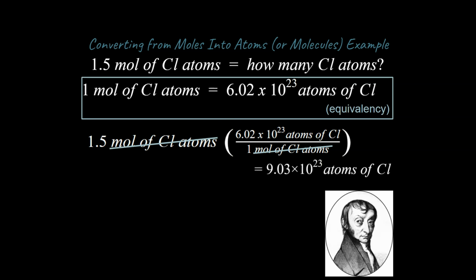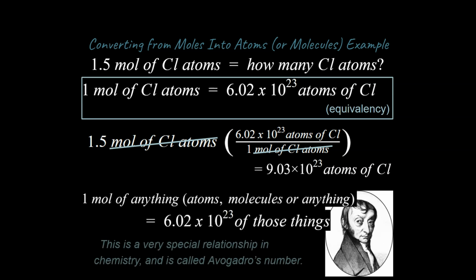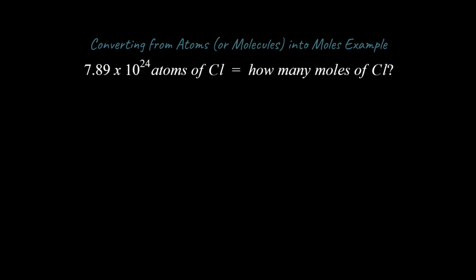We do the math and it turns out to be this as our answer. So we could say, just as a recap, 1 mole of anything is equal to 6.02 times 10 to the 23 of those things, Avogadro's number, and we can use that as our equivalency to do conversions, dimensional analysis. Let's try the opposite way, moving from atoms or molecules into moles. So first of all, this is our given information here. So how much is 7.89 times 10 to the 24 atoms of chlorine into moles of CO?